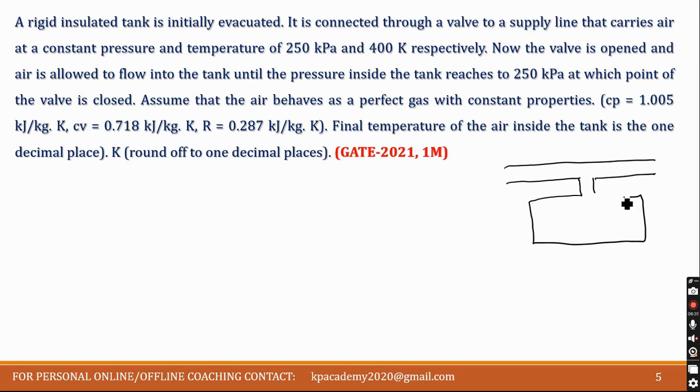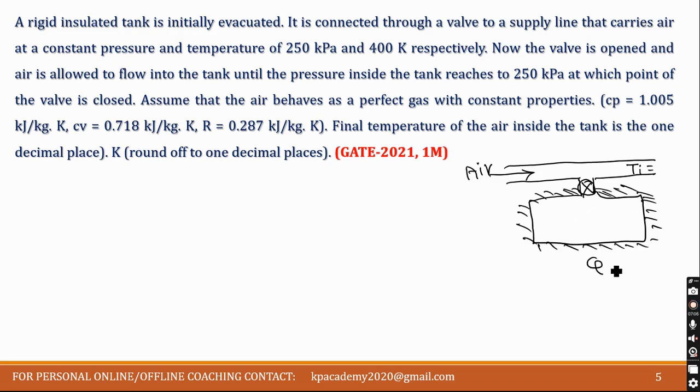So this is, let us say, the tank we have, and it is insulated. As it is insulated, there is no heat transfer, and there is no work transfer. There is a wall over here. Next, air is passing through this side, and it is behaving like a perfect gas. Let's say the temperature of that air is Ti, which is given in the numerical itself.